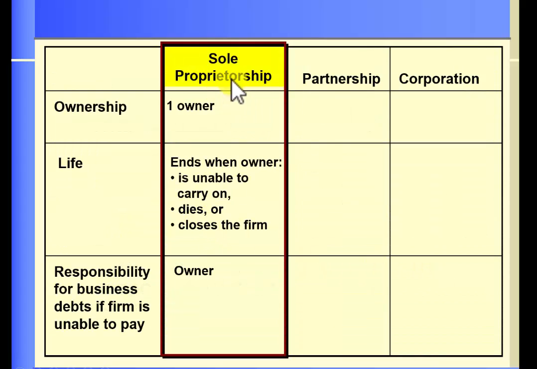So here we are comparing the sole proprietorship to a partnership and corporation. It's one owner. Its life ends when the owner is unable to carry on, dies, or closes the business. And the responsibility for the debts, if the firm is unable to pay, is the owner's. The owner has to pay all the debts of the business.